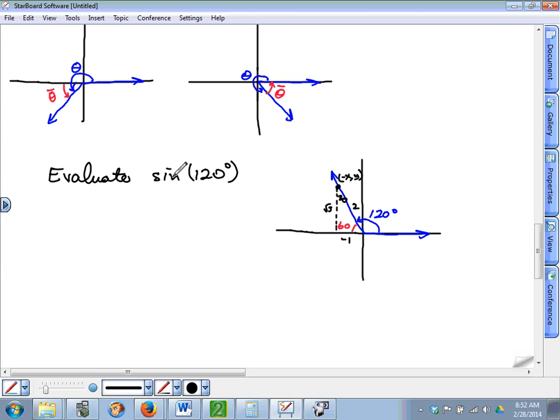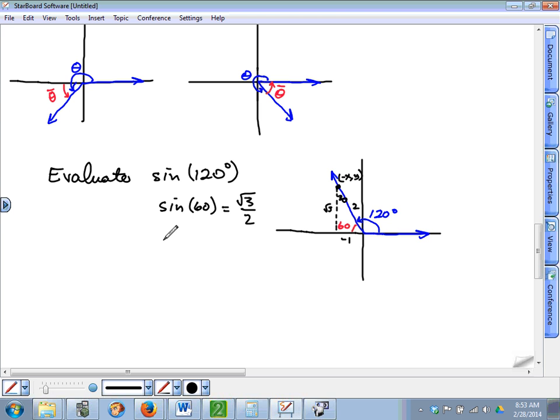So what I'm trying to get at is the sine of 120 is equivalent to the sine of the reference angle, 60 degrees. We can do the sine of 60 degrees using this triangle here. What's it going to be? Square root of 3 over 2. The sine of 120 is equivalent to the sine of its reference angle, 60 degrees. The square root of 3 over 2.